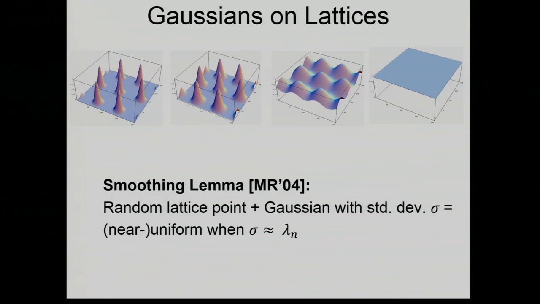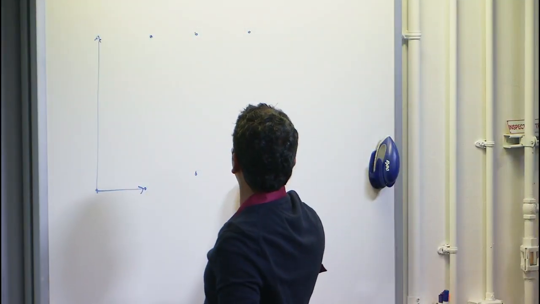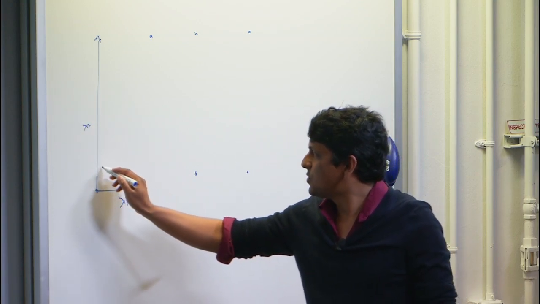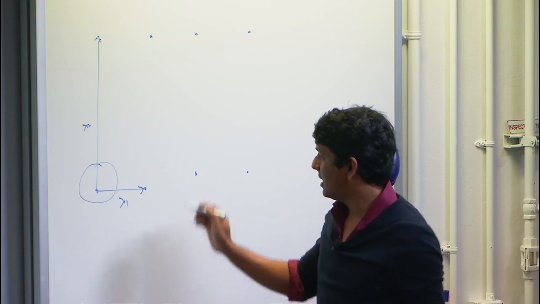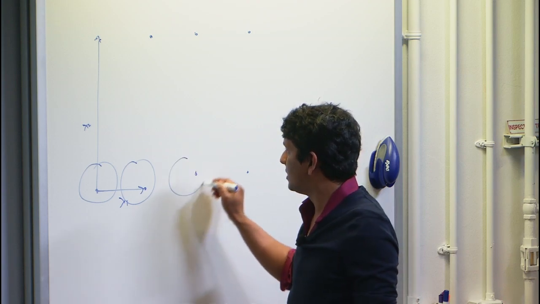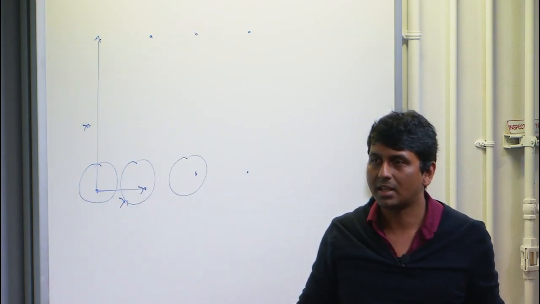You have to think about it a little bit. Why is it lambda n? Why not lambda 1? Why don't you just choose the Gaussian to be larger than lambda 1? Here is a counterexample. Here is a lattice. This is lambda 1. This is lambda 2. So clearly, if I choose a Gaussian, which is a ball really, with radius lambda 1, I'm not going to cover the entire space. I'm not going to get uniform.